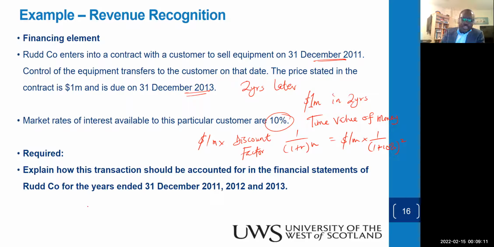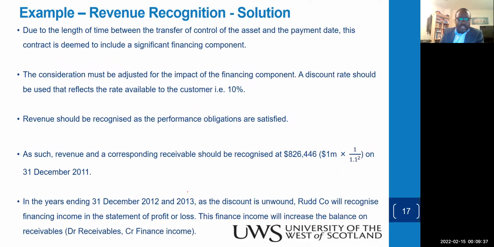So let me use this space here. Our 1 million will be discounted by 1.10, right? It's 10% to the power 2 years for us to get the present value of the reality. What does it mean? What is the actual value of this 1 million today? The reality today. Okay, so I've done that, but we'll come back to it again.